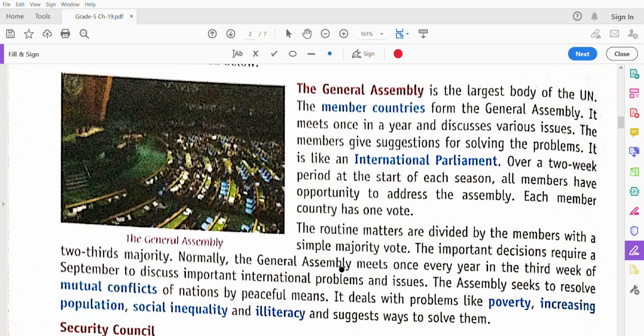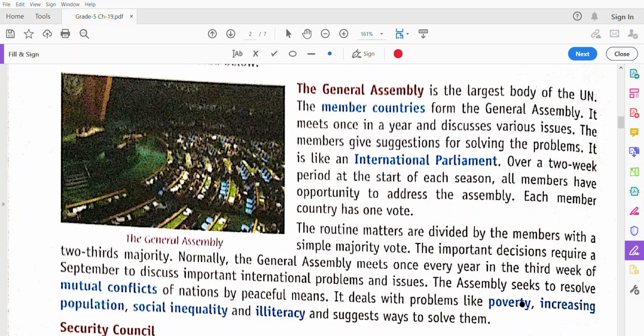The General Assembly meets once a year in the third week of September and discusses the different issues. The assembly also seeks to resolve conflicts between two countries or among more than two countries. It deals with the problems of poverty.